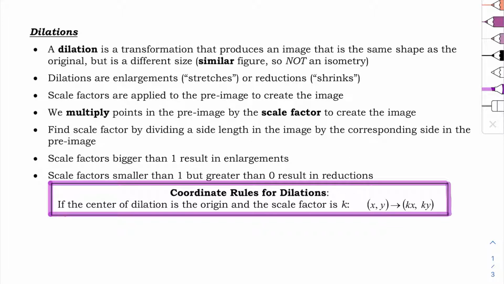So the rule for dilation is: if the center of dilation is the origin, which are the only dilations we are going to do, and the scale factor is defined as the variable k, then you take your original point (x, y) and do k times x, where you multiply x by k, and k times y, where you multiply y by k. That gives you your new points. You plot all the points together, connect them, and that gives you your new shape. So let's go ahead and look at some examples.